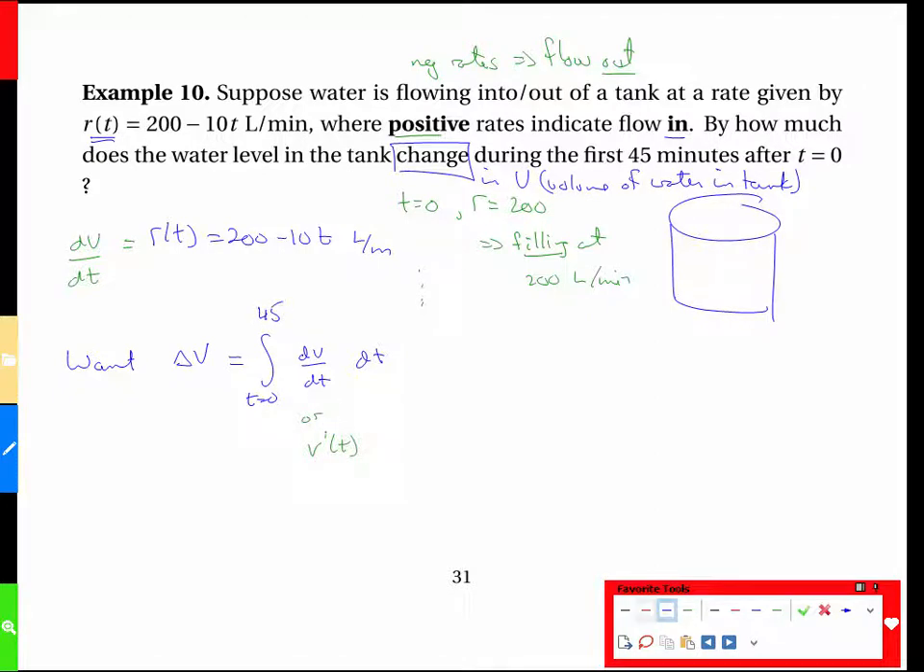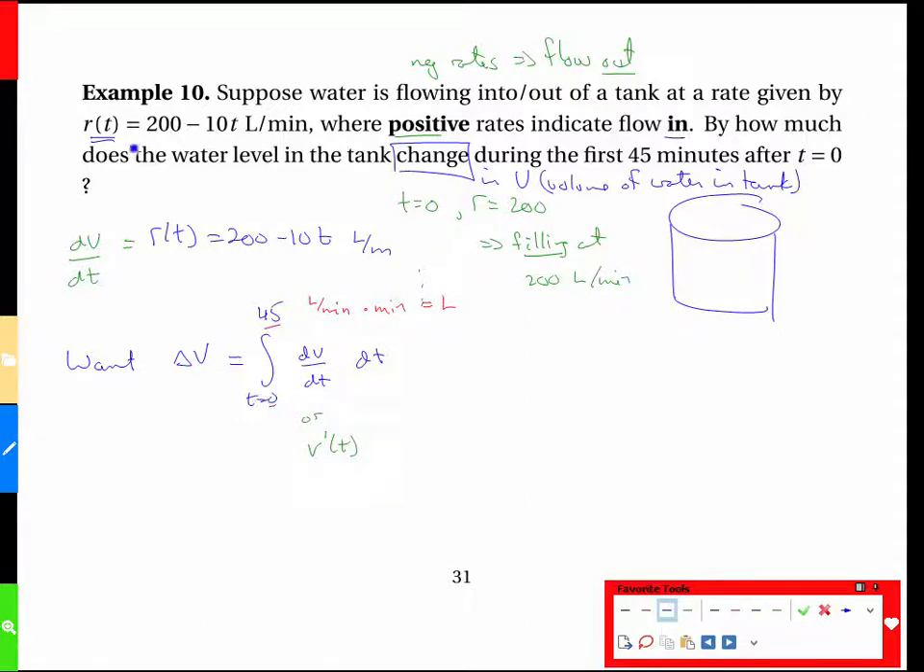And the units, again, a quick check, liters per minute. These are in minutes, and time then would be in minutes as well. When we multiply that out, we're going to get liters, which is a perfectly good choice for a change in volume. How many liters have we gained or lost? And now we're good to go.